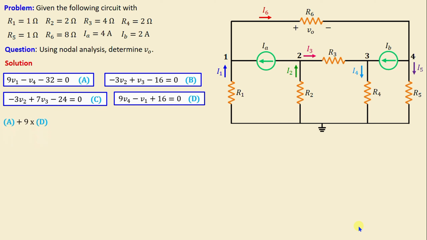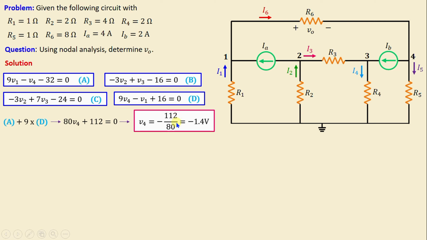Let's start first by performing A plus 9 times equation D. We derive one equation in terms of V4. That means V4 is equal to negative 112 over 80, which is equal to negative 1.4 volt. And from equation A, we can write V1 is equal to (V4 plus 32) over 9. And if we replace V4 with its numerical value, we obtain V1 is equal to 3.4 volt.